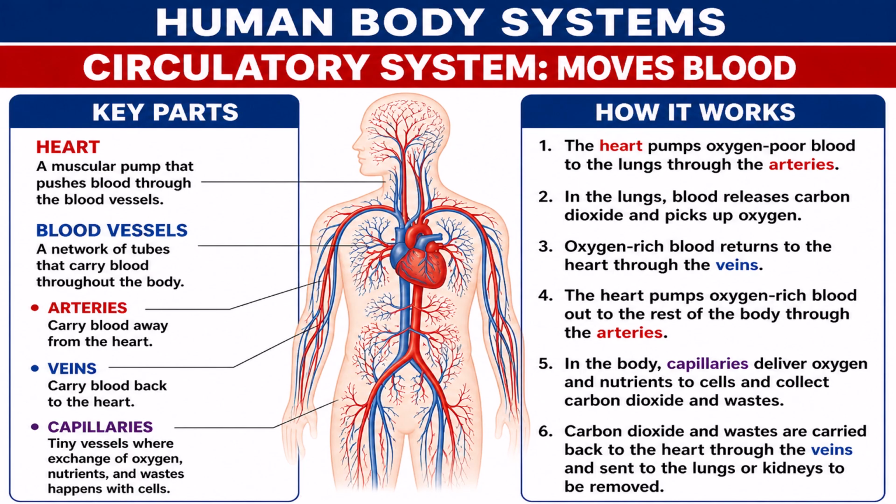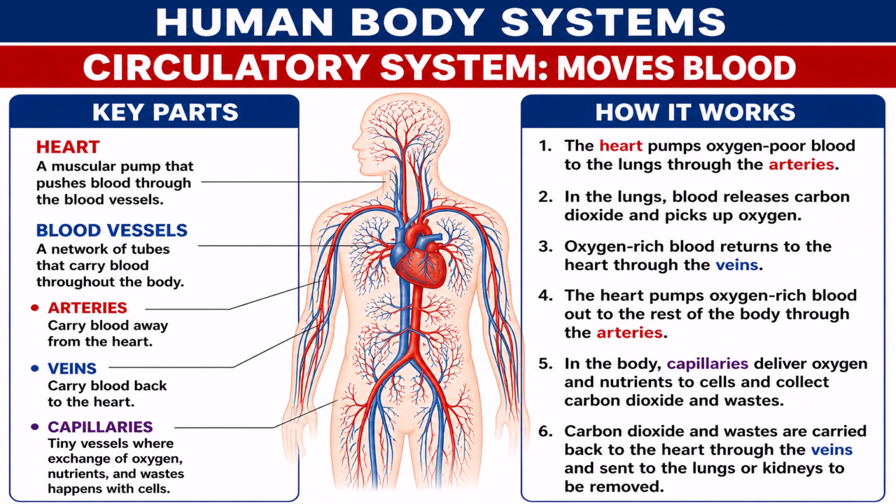Arteries. Arteries carry blood away from the heart. Veins. Veins carry blood back to the heart. Capillaries. Capillaries are tiny vessels where exchange of oxygen, nutrients, and waste happens with cells.